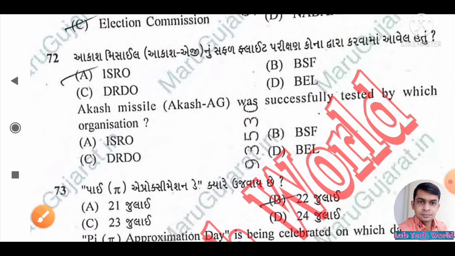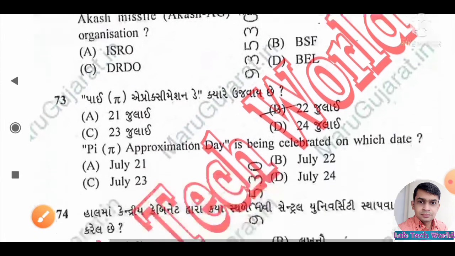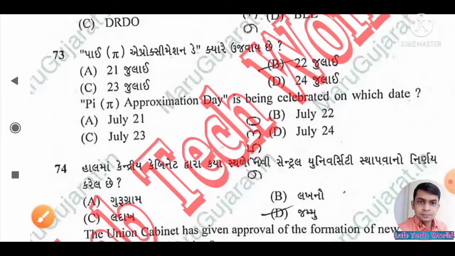Akash missile, also known as Akash AG, was successfully tested by which organization? Options: A, ISRO; B, BSF; C, DRDO; D, BEL. The correct answer is that it was successfully tested by DRDO. Option C is the correct answer for this question. Move to the next question, number 73.